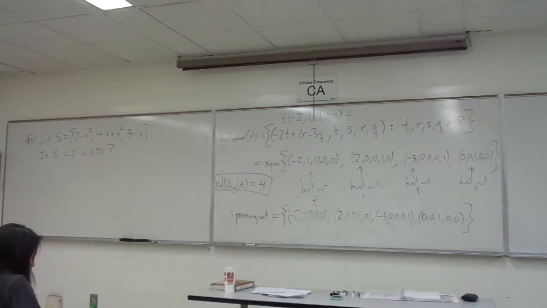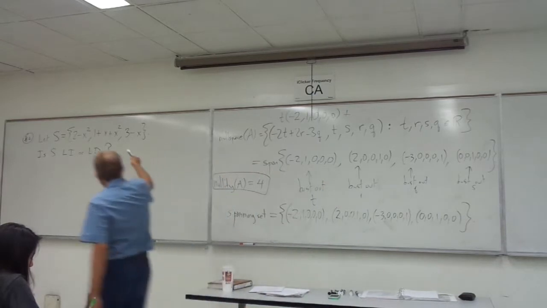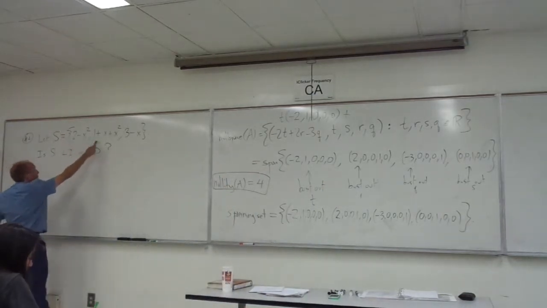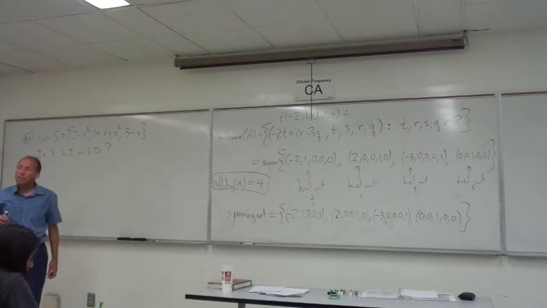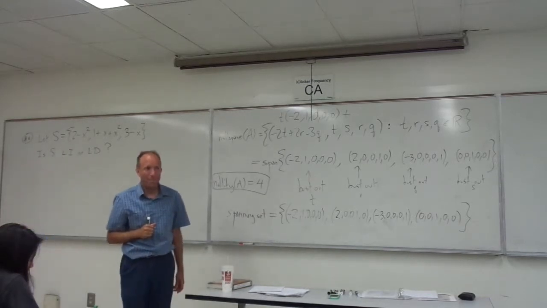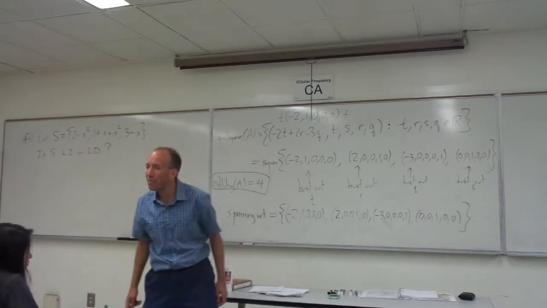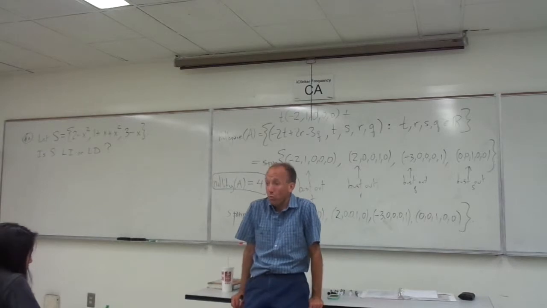Okay, so we have these three polynomials, and I want to know if they are LI or LD. Really quickly, if I only give you two vectors, do we have an easy way of deciding if they are LI or LD? If I only give you two vectors?